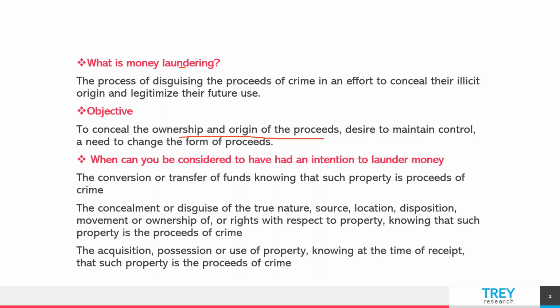And of course, when can you be considered to have had an intention to launder money? Remember, one way of laundering money is trying to convert money, and conversion could be buying property. The other thing is that you could be trying to conceal the origin or source of your money, meaning that you end up buying property and maybe taking a loan, paying back using the illicit funds. You find a way to make it seem that you're working hard for the money that you're earning currently.